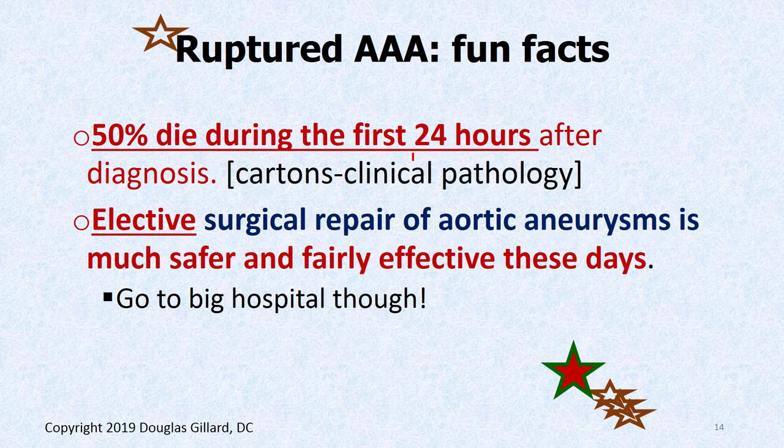Some fun facts about these things. 50% of people will die during the first 24 hours after a ruptured or leaking abdominal aortic aneurysm. Nowadays, surgery is much safer than back in the days of old, so it's fairly effective as long as you go to a big hospital that does a lot of those.